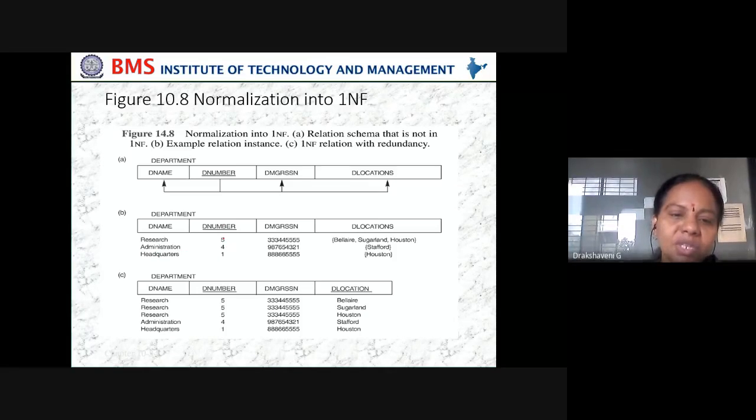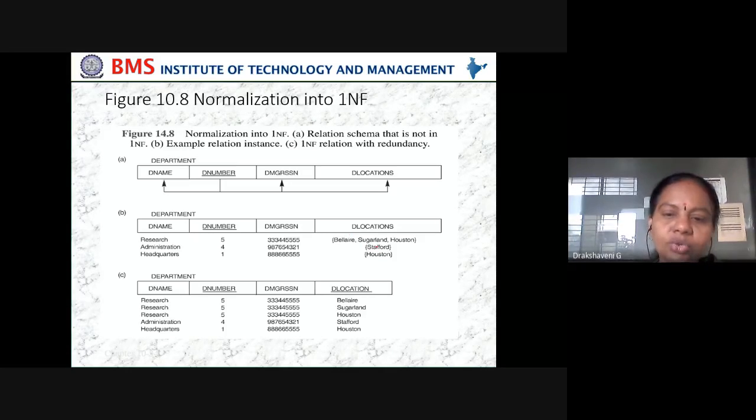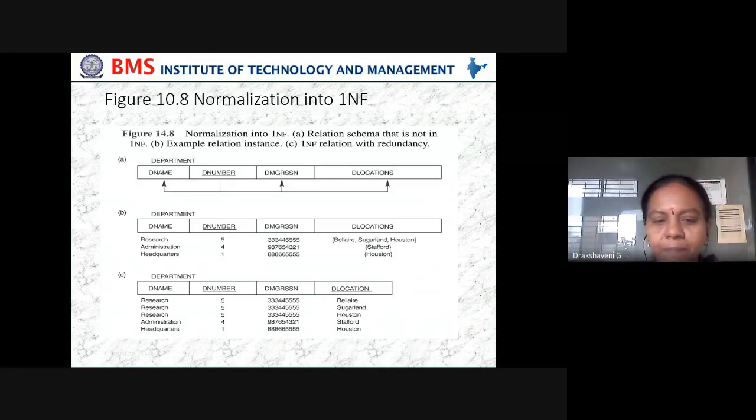What are the numbers for the department? 541. What is a manager SSN? These are the manager SSN. And the location is these 3 locations present in 3 different places. Then Stanford and Houston. So this is what research is being used for. And you can see these are the 3 where it has been repeated.